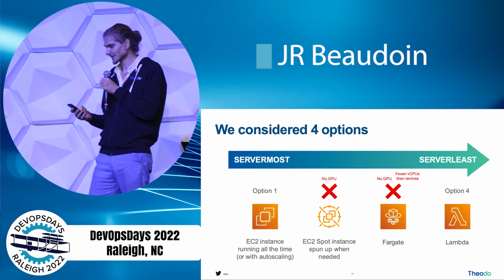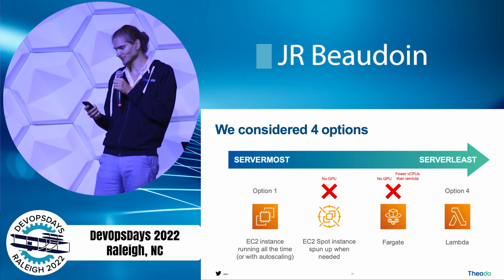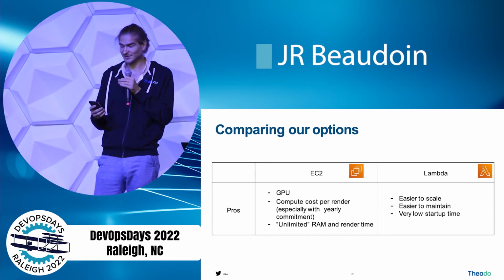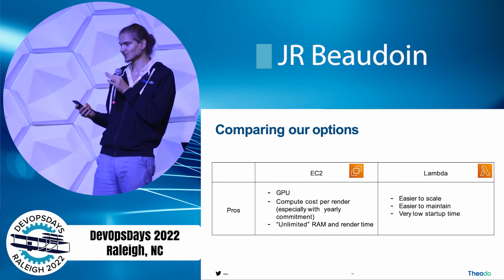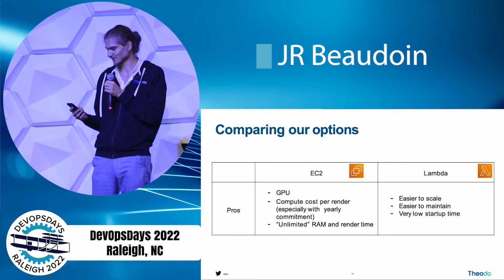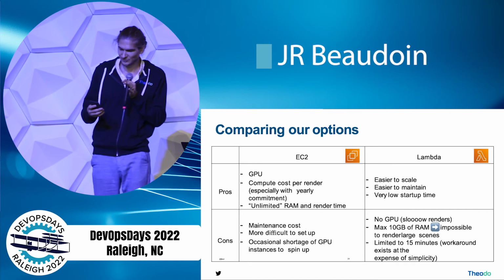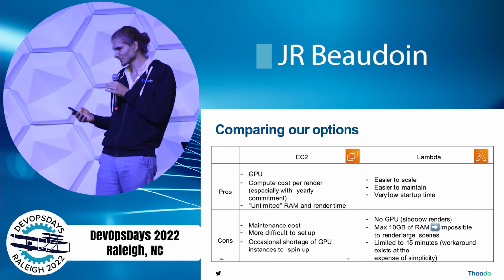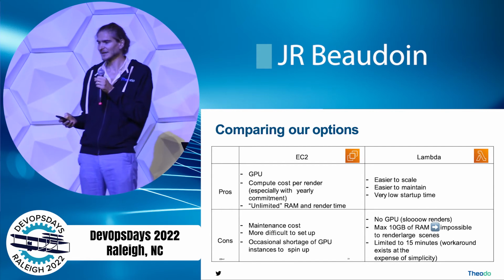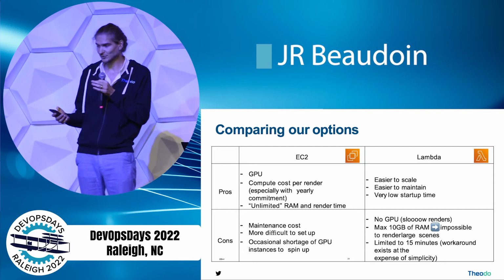Fargate and Lambda functions can run containers, and that's nice because you can package Blender into a nice little container, not that small. But Fargate also cannot have GPUs and no more than 4 cores. So we discarded that. So it left us only with EC2s and Lambda functions. So let's dig deeper into the pros and cons of each. So EC2s can go very fast with GPUs. Overall, it costs you very low, especially if you keep it running all the time, and you have unlimited RAM. Lambda is easier to scale, no maintenance, very low startup time.